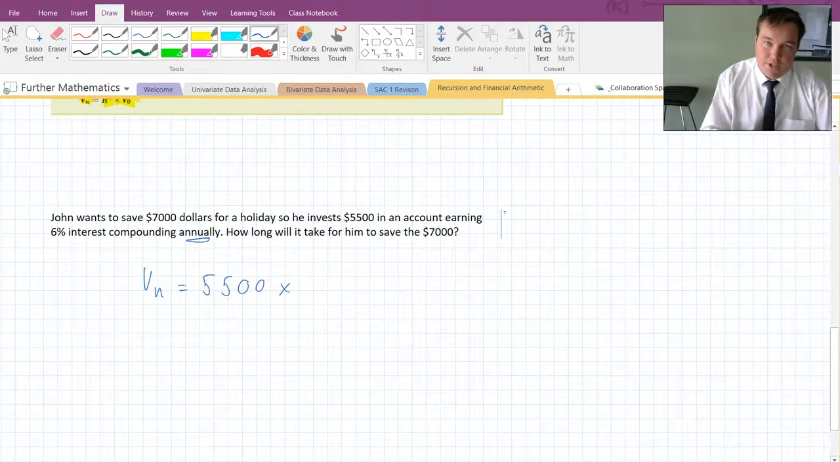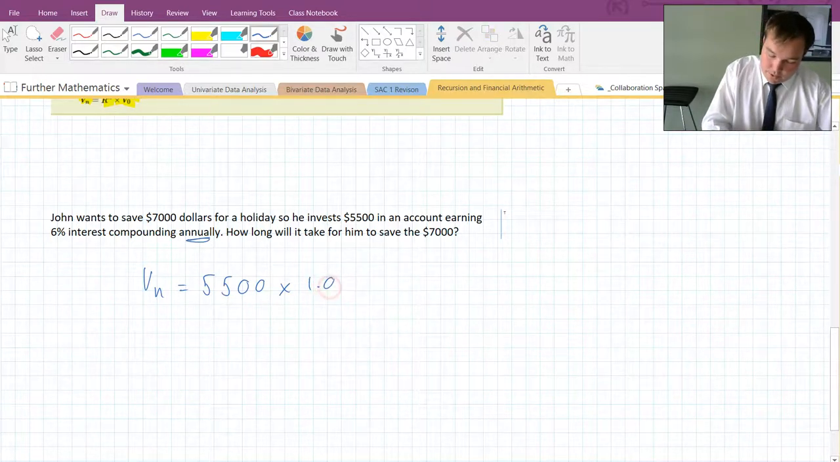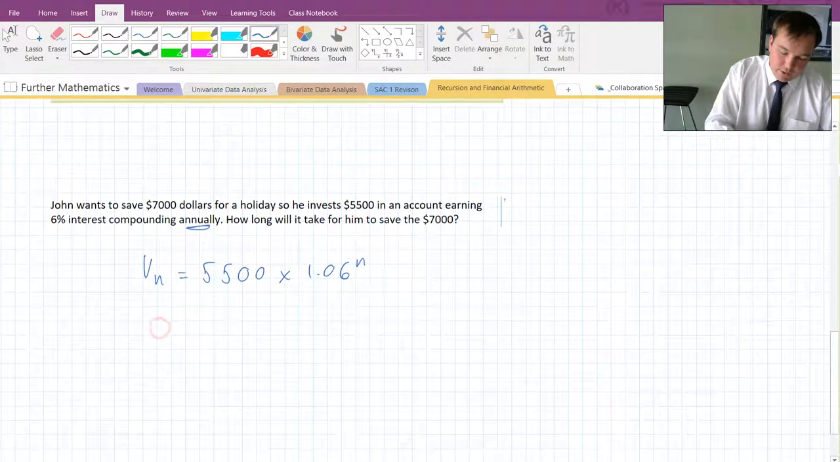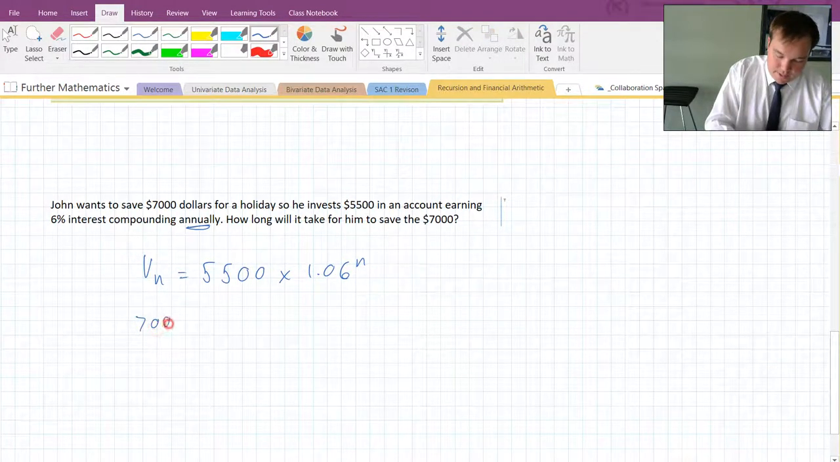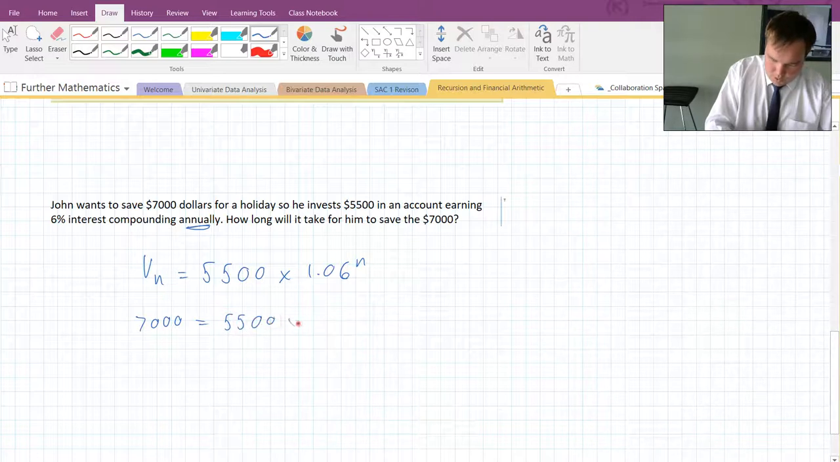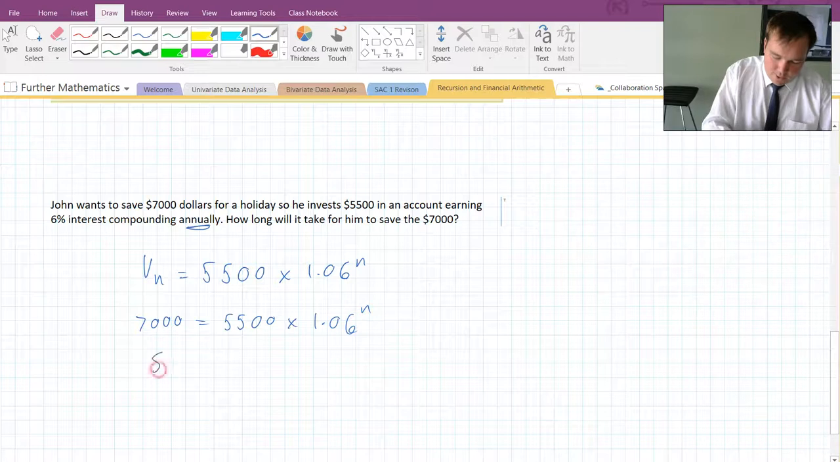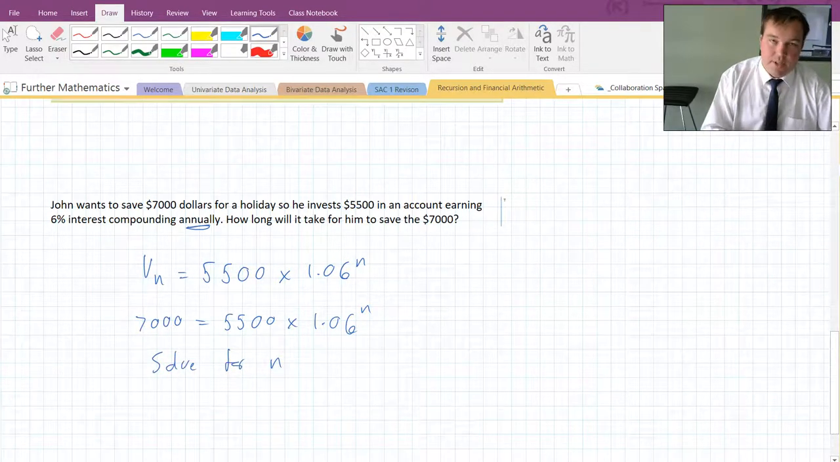Multiplied by the common ratio. The common ratio is the amount it increases or decreases each year: 1.06, to the power of n. Here we want to find out how long it will take him. So we want to find out how long until it will be worth 7,000. So we set the value at 7,000, 5,500 times 1.06 to the n, and then solve for n, just in Solver. You don't have to know how to do that algebraically.